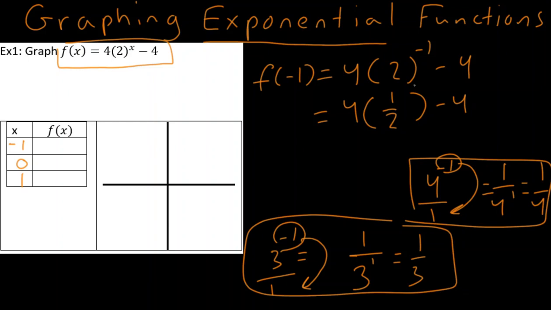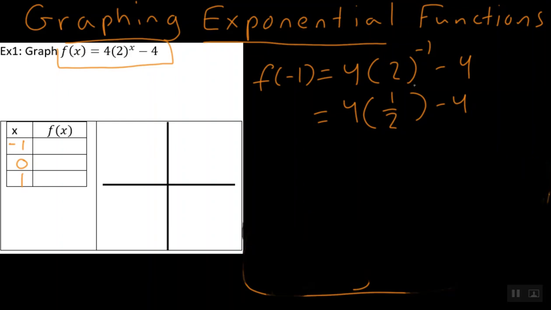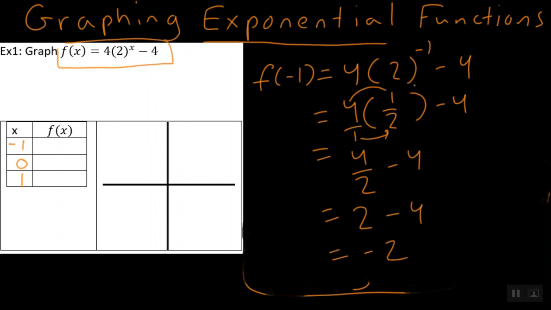Now I'm going to pause the video and clean this up just a little bit. Okay, so now what we have is 4 times 1/2. Well, really this is 4 over 1. And we know that when we multiply fractions, we have top times top, which is 4, over bottom times bottom, which is 2, minus 4. And 4 divided by 2 is 2, minus 4, which is -2. So our very first point is at -1, comma, -2. All right, finish taking the notes here, and let's move on to f of 0.